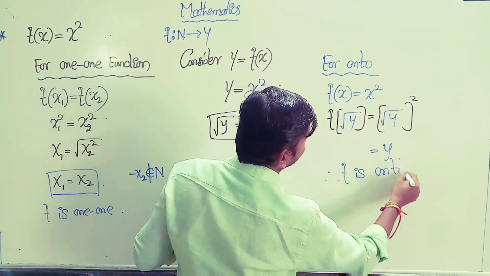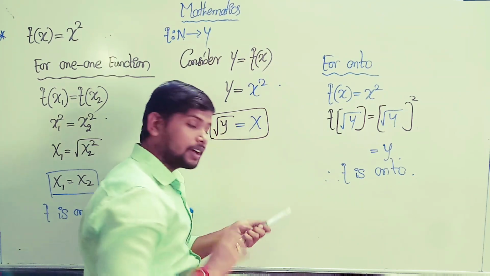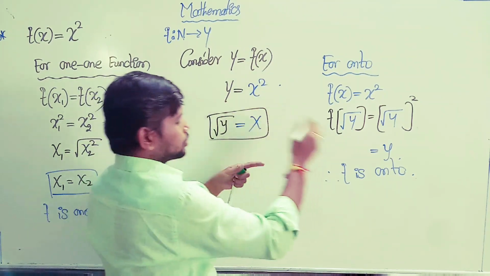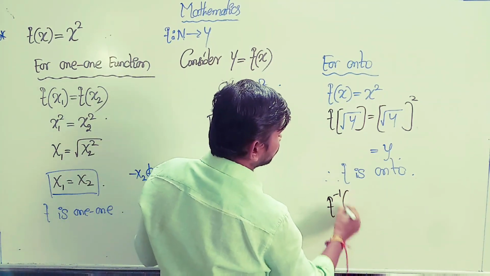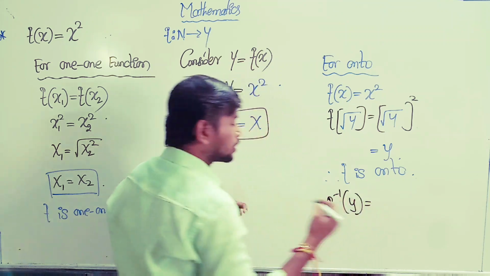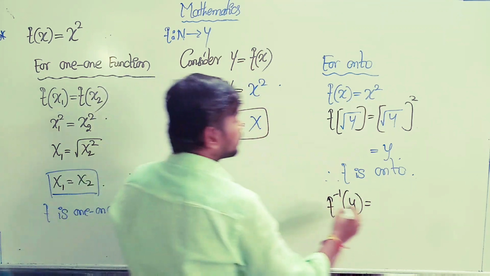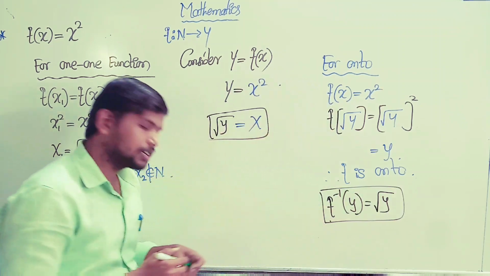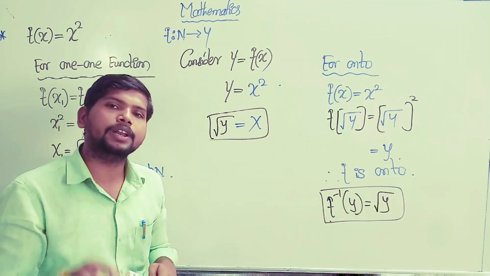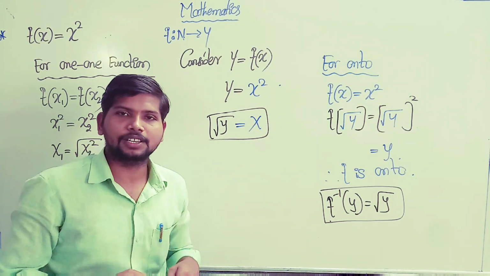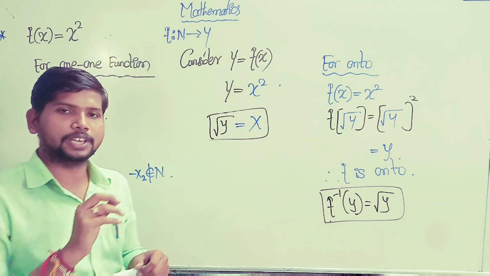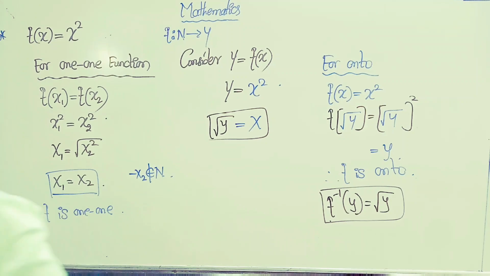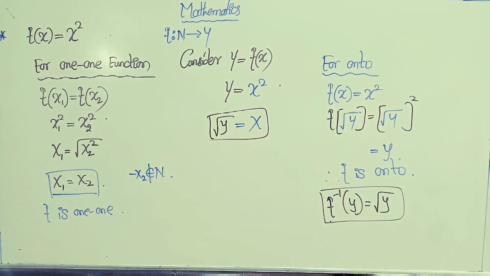F is onto. Therefore I need to write it is 1-1 as well as onto. It will be f inverse of y is equal to what? F inverse of y will be root y. Got the point clearly? Yes. This is all about finding 1-1 as well as onto as well as the inverse of the given function. Okay. This is a 5 marks important question.